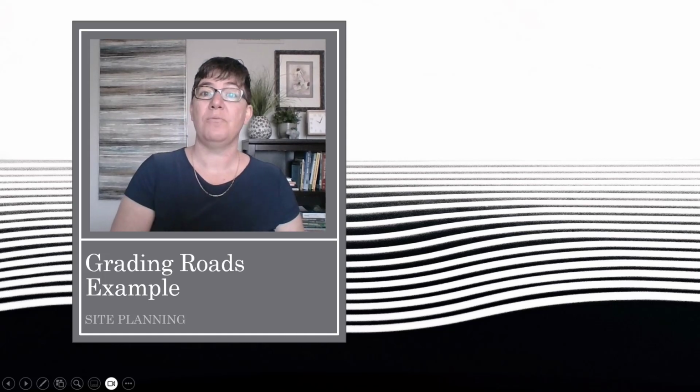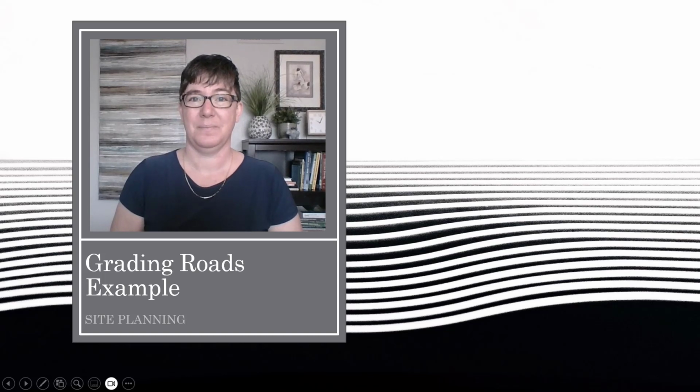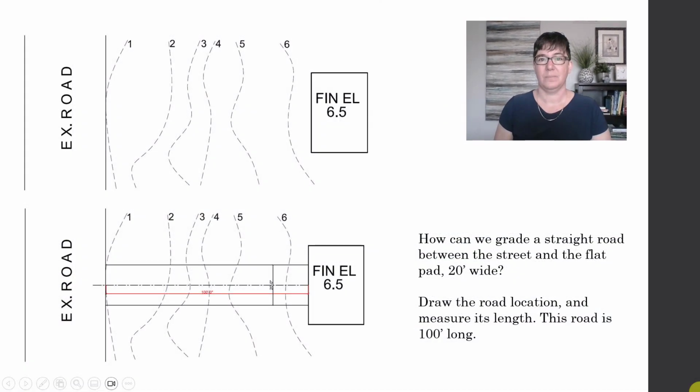Let's work through a road grading example together. Here we have our site plan. We've got an existing road down here at the bottom, and the contour interval is 1 as we move up the hill to a finished elevation of a flat pad right here at 6.5.